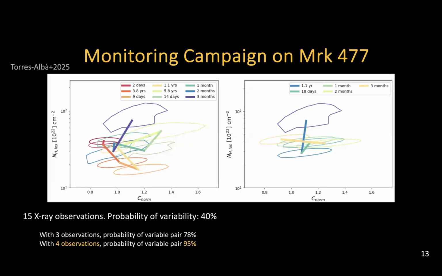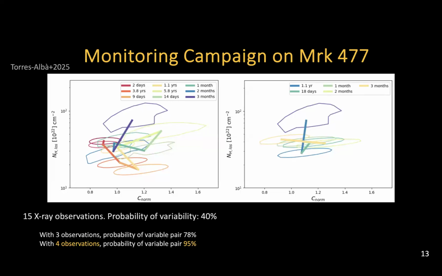Now, something else that I think is also interesting when we have this simplified classification of is something variable, is something not variable, is that it depends a bit on the number of observations that you have for a source. So this is one of the most extensive monitoring campaigns we have on Markarian 477. And I'm showing, for the 15 observations available, confidence contours of the obscuration vertically and a cross normalization of flux, right? So either cross calibration between instruments or a genuine change in intrinsic luminosity. We don't particularly care in this context.